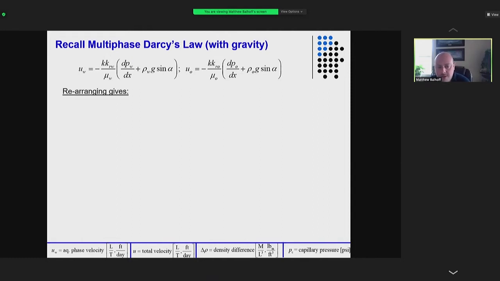If we rearrange these equations, it's just some algebra, and basically just multiply by the viscosity and divide by the permeability and relative permeability, then the equations look like this for water and oil. Okay, so that's just a little bit of algebra and moving some things around.